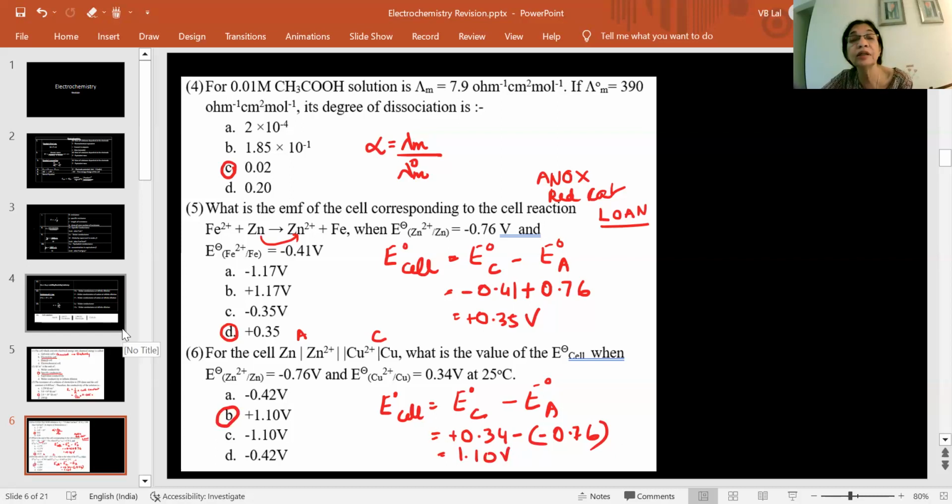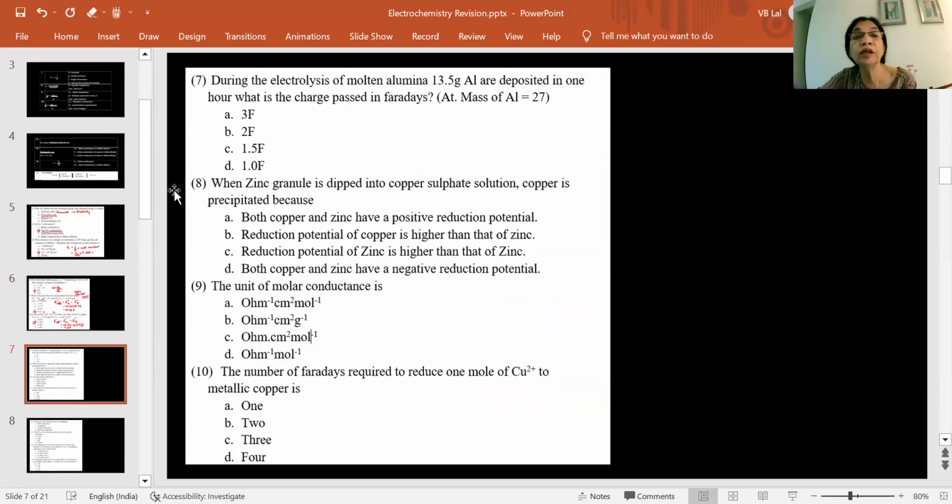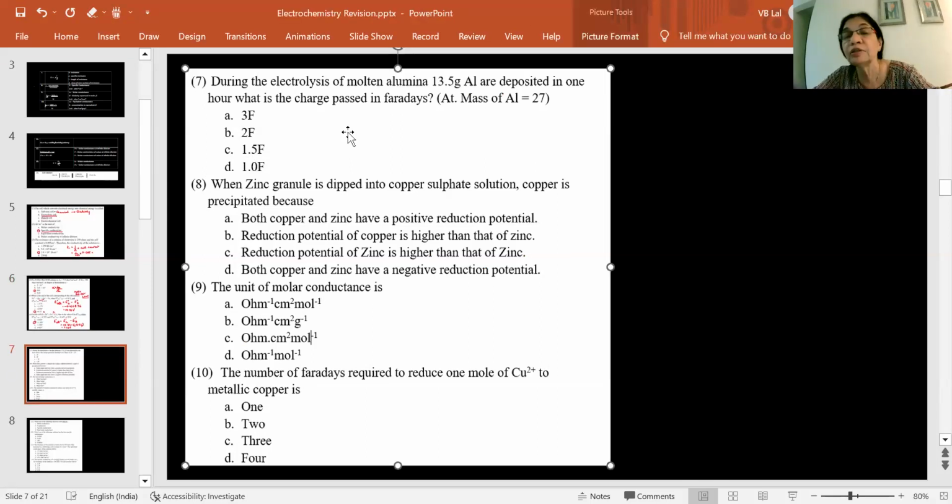Okay, now let's take the next question. During electrolysis of alumina, now Vaishnavi, you should pay attention because you missed the class yesterday. So during the electrolysis of molten alumina, 13.5 grams of aluminium are deposited in 1 hour. What is the charge passed in Faradays? How much charge is passed in Faradays?